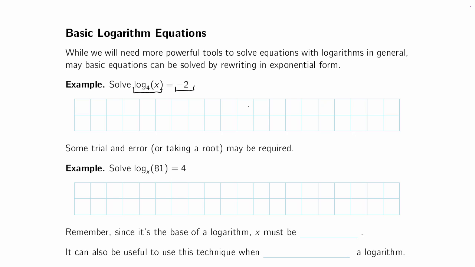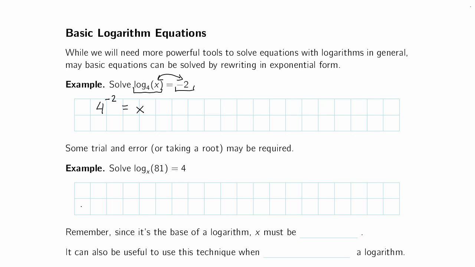And to solve that, as I said, we just rewrite it in exponential form. So the base is 4, the base stays 4, and the argument and the exponent trade places. So the exponent becomes -2, and the right-hand side becomes x.